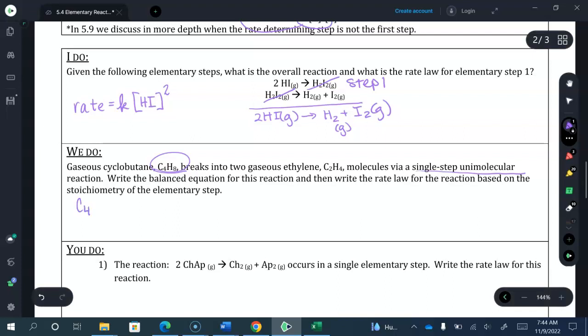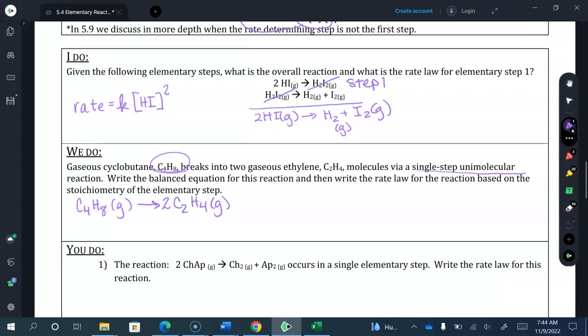So C4H8, and it tells us it's a gas, breaks into, so changes into 2 gaseous ethylene molecules. So C2H4, and that's a gas. So this is both our balanced equation, like for the full reaction, and our elementary step. So we wrote the balanced equation. Now we're going to write the rate law.